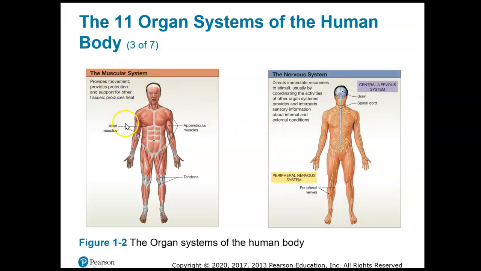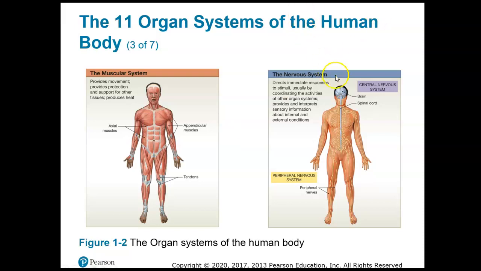The muscular system is really just focusing on skeletal muscle. It's not focusing on cardiac muscle of the heart or the smooth muscle of like the blood vessels and the digestive tract, but just the skeletal muscles that move the body. The skeletal muscles are attached to the bones, and they provide movement and also protection. For example, your abdominal muscles protect the organs that are inside of you in your abdominal region. And muscles also produce heat. So the muscles and the tendons, all of those would be the muscular system.